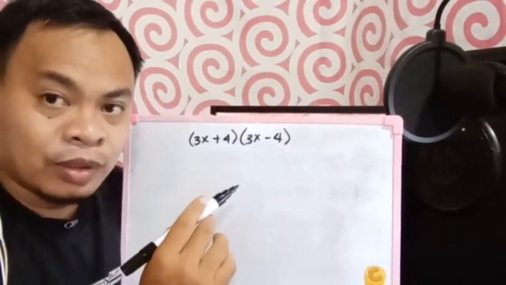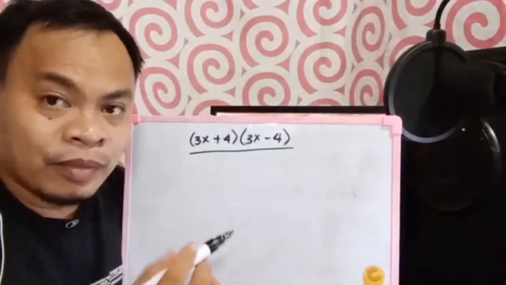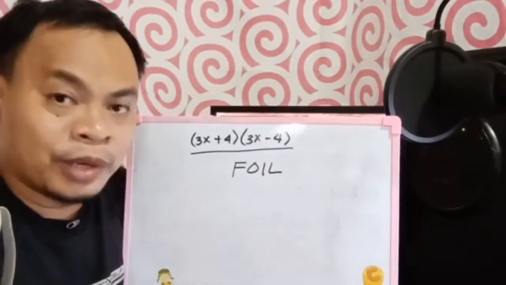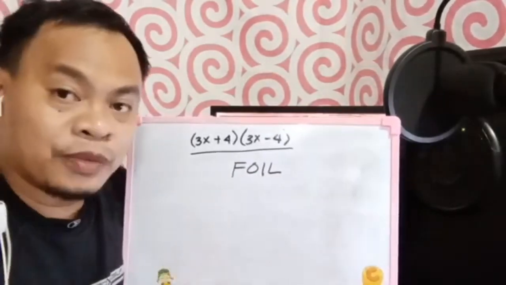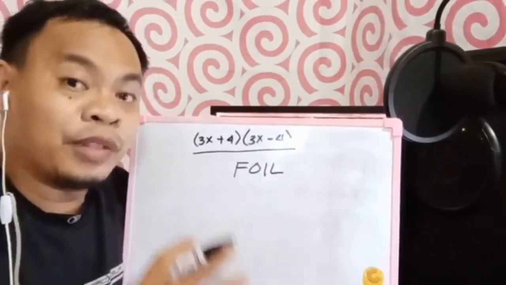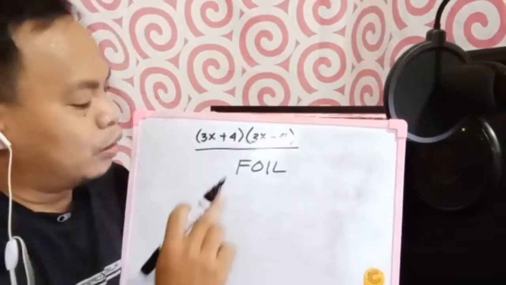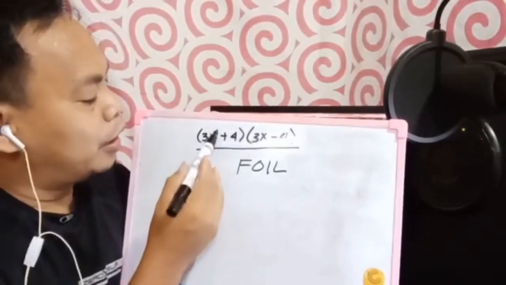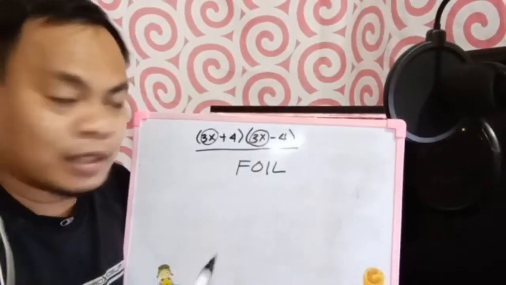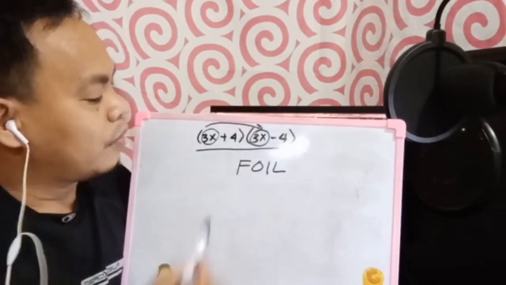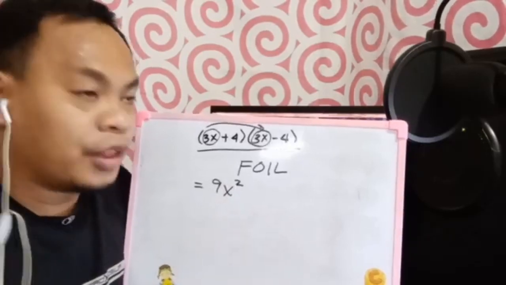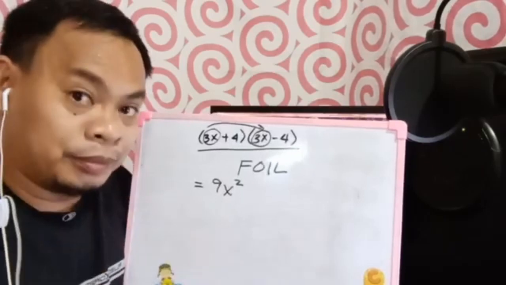So to check kung tama po ang ating answer, let us use the FOIL method. F stands for first terms, O is for the outer terms, I is for the inner terms, and L is for the last terms. Okay, so F, first term. Our first term here is 3x, and we have also a first term here, 3x. So we have to multiply the first terms. 3x times 3x is equal to 9x squared. 3 times 3 is 9. x times x is x squared.